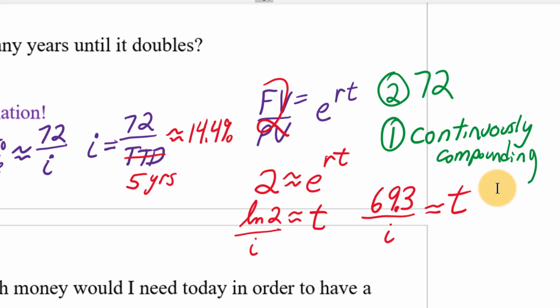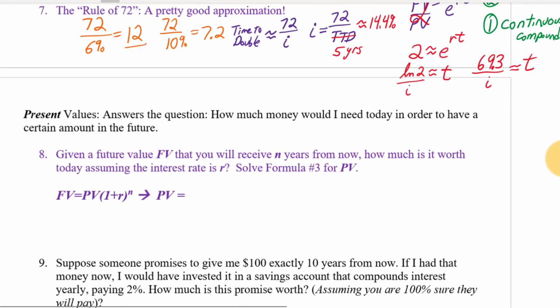But it's also divisible by 3. 72 divided by 3 is 24. So if you had a 3% interest rate, you'd have to wait 24 years, roughly, for your money to double. And again, you're going to get different answers based on how often it's compounded. Okay, just a couple more examples.